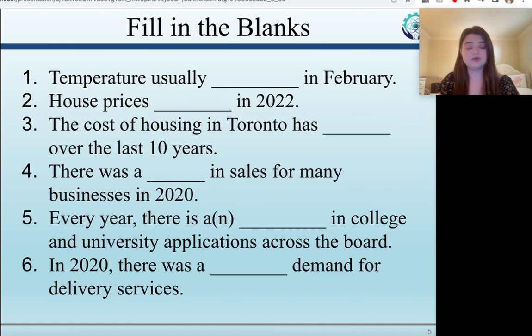There's television shows of Toronto from 10 years ago, and there's apartments and other places to rent and buy that cost a fraction of what they do today. So over the last 10 years, clearly the cost of housing in Toronto and most other places for that matter have increased. So I would say the cost of housing in Toronto has increased over the past 10 years.